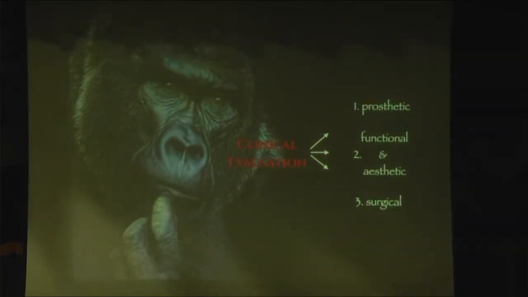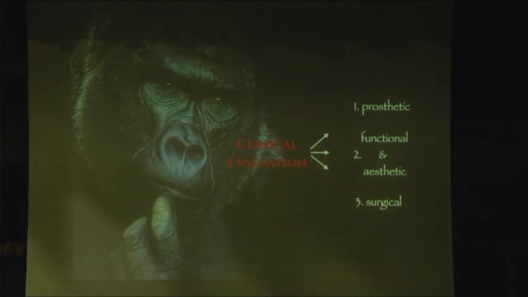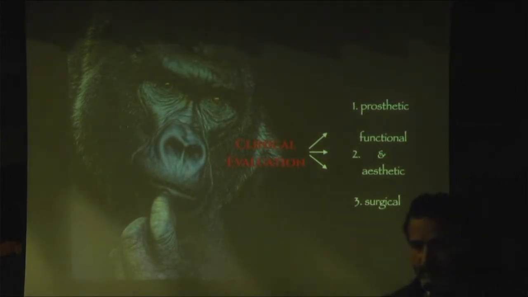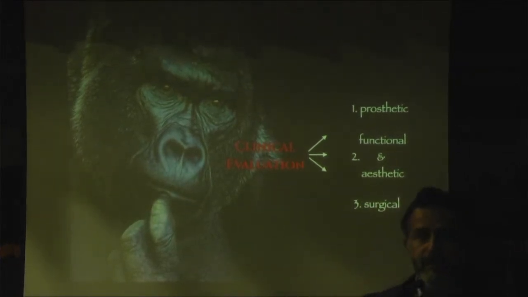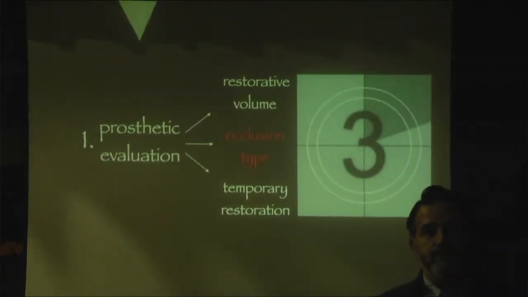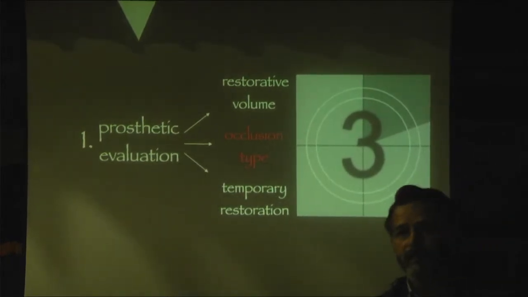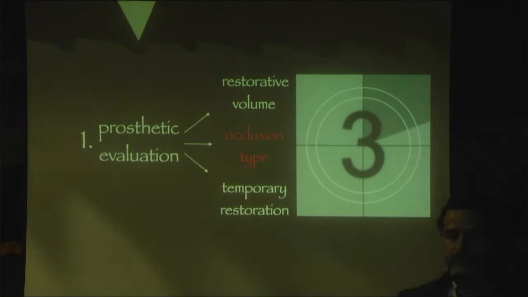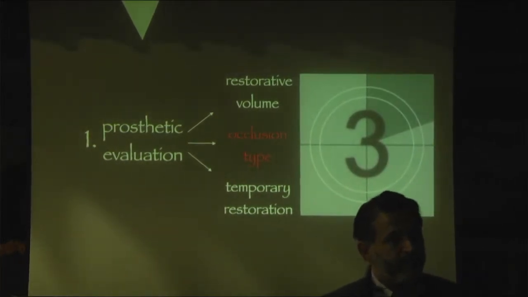Clinical evaluation has two components. The first component is prosthetic evaluation, and the second one is the surgical evaluation. We like the surgical issues, but we have to start with prosthesis because this topic is about prosthetic-driven procedures. The first evaluation is about prosthetics. We should care about restorative volume, occlusion type, and temporary restoration.